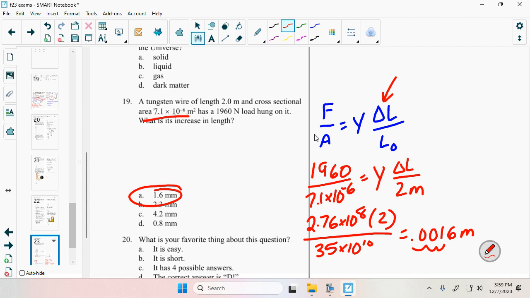Calculator is really important on this one. Make sure you use parentheses around those scientific notation numbers. Otherwise, your order of operations are going to get all wonky. Or use that little second E button. That'll keep your scientific notation together. It'll do the order of operations for you. Okay?